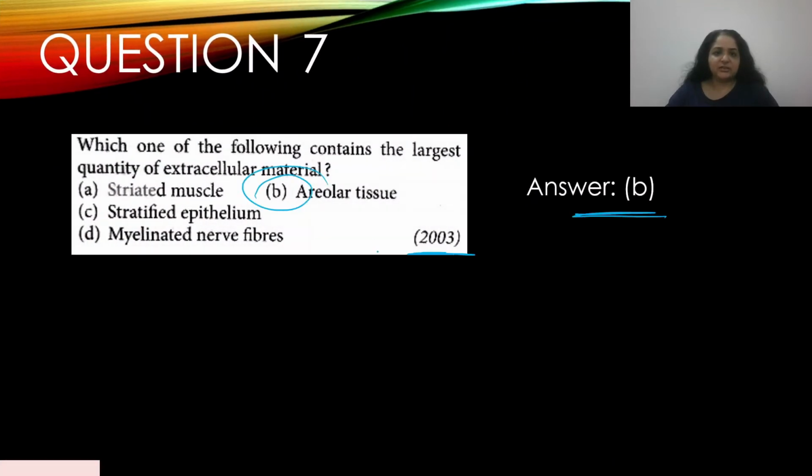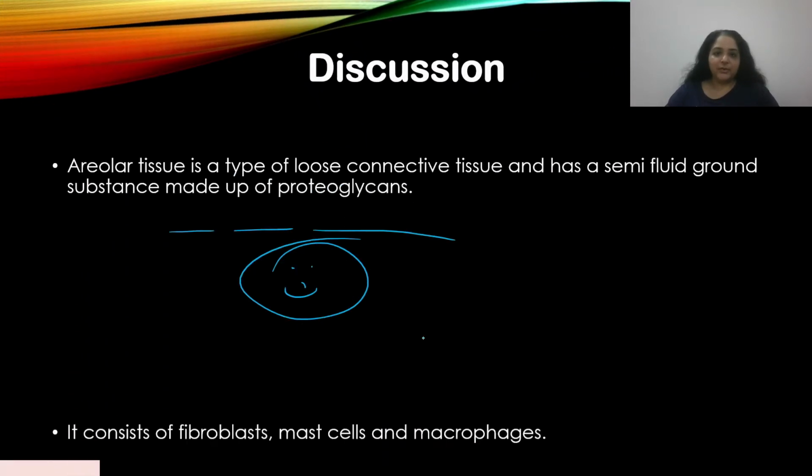Yes, we've answered the question. Which one of the following contains the largest quantity of extracellular material? It's areolar tissue. Okay, let's move on.